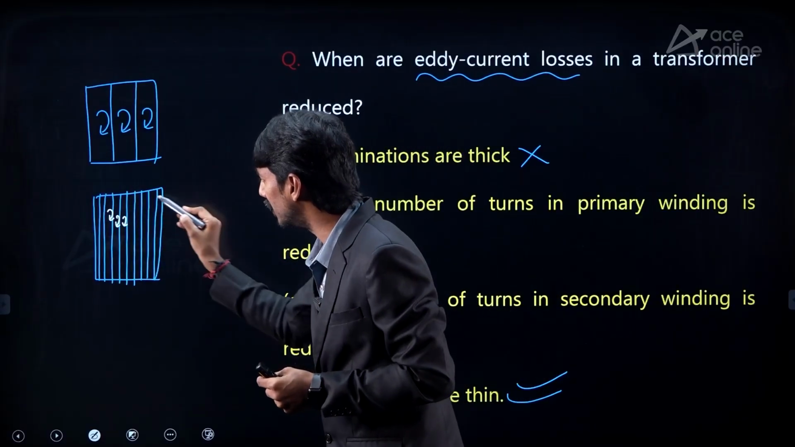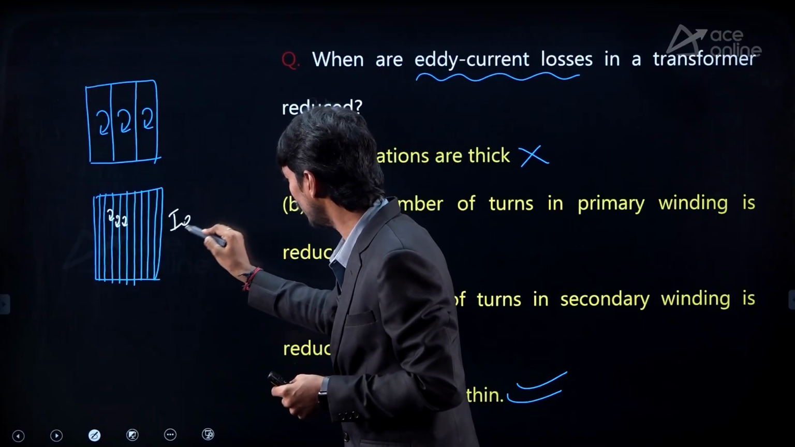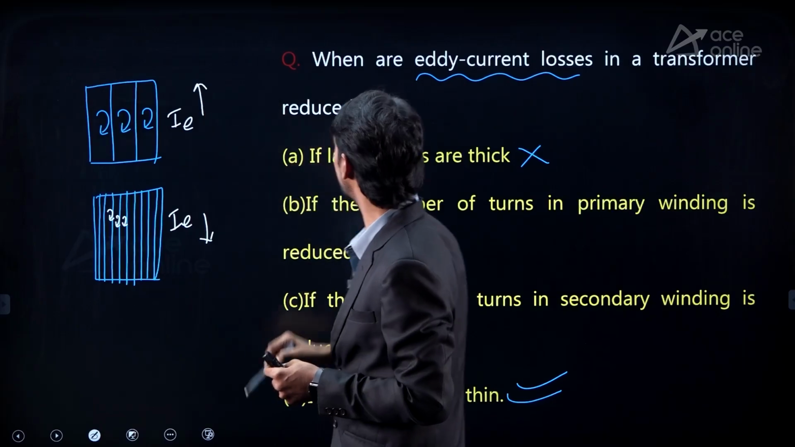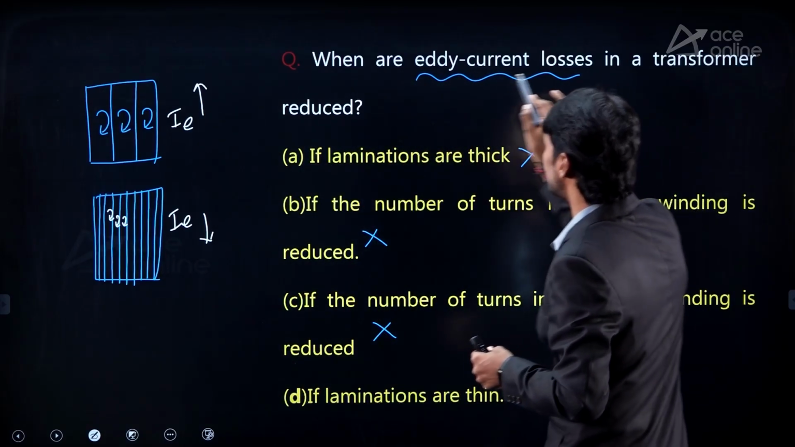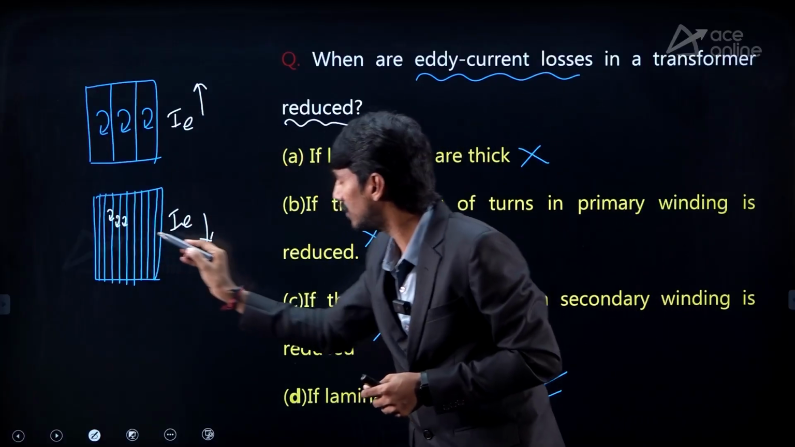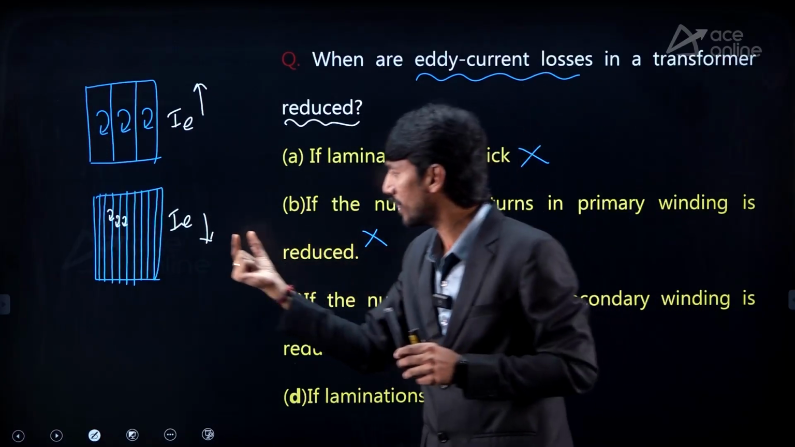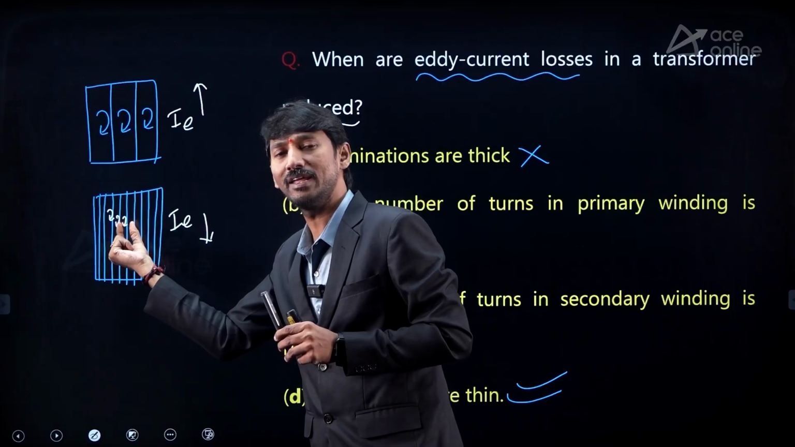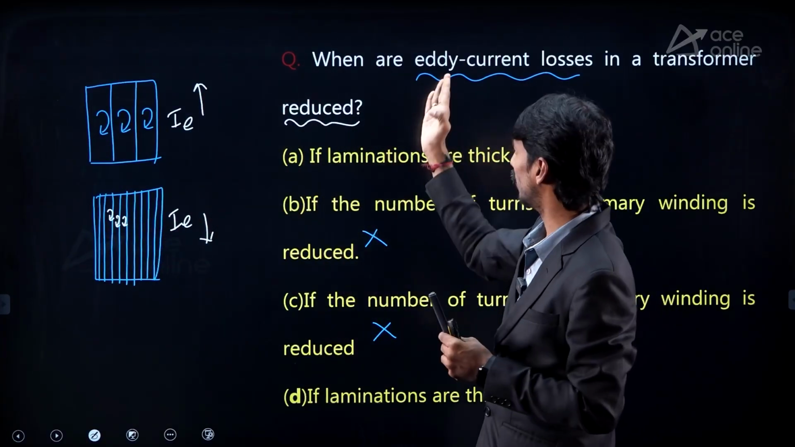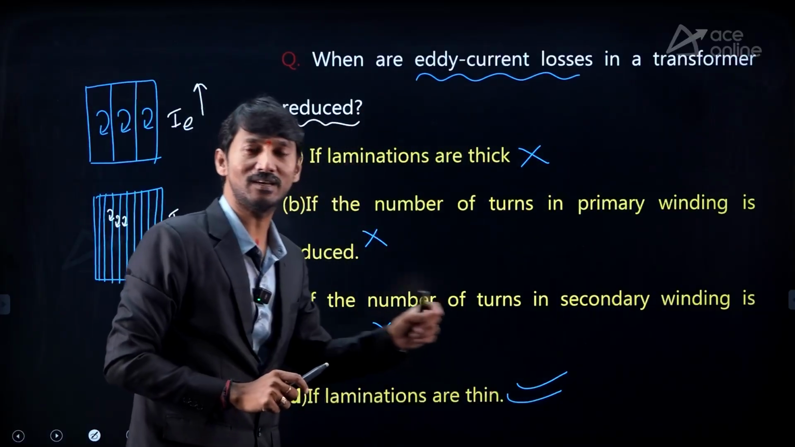Therefore, eddy current is less. Therefore, eddy current losses will be less. So I am writing IE is less. Comparatively here, IE is more. What is asked? Eddy current loss in a transformer is reduced by making thin laminations. In a simple way, we are providing very little area for circulating current. Therefore, the current strength is reduced, and the eddy current loss will be reduced. That's why the answer is laminations are thin.